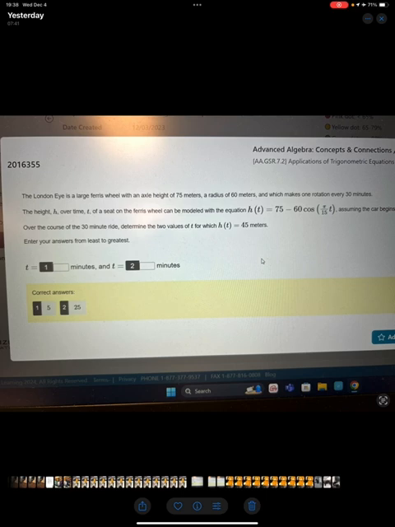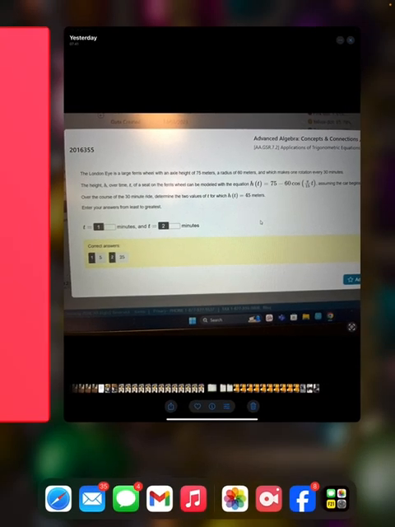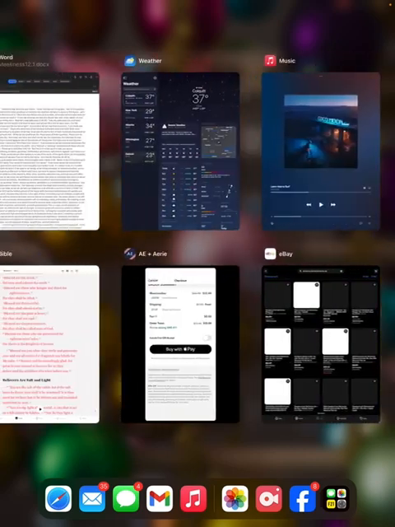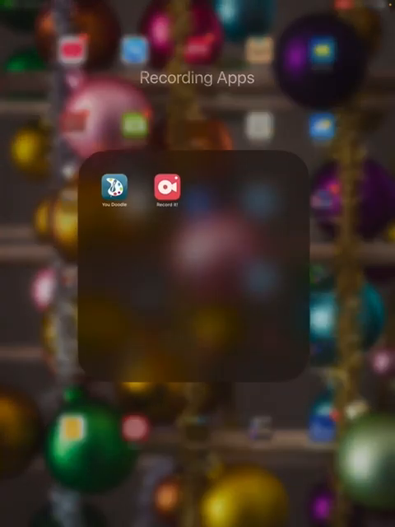Assuming that the car begins at the bottom of the wheel, over the course of the 30-minute ride, determine the two values of t for which h of t equals 45 meters. Now, to do that, we have to have our unit circle handy. I hope that you have your unit circle, as I outlined in class. I'm going to switch to another app to actually work out the problem.